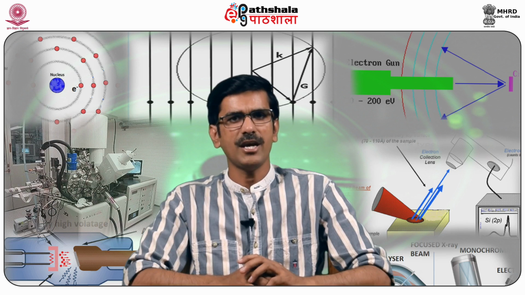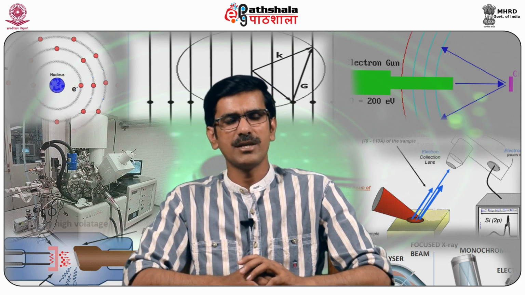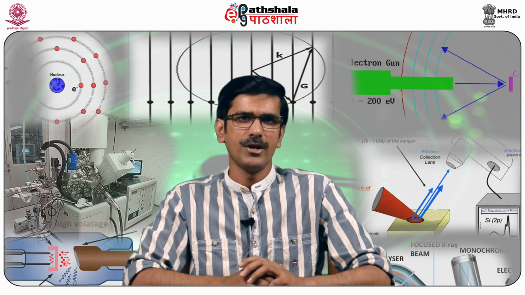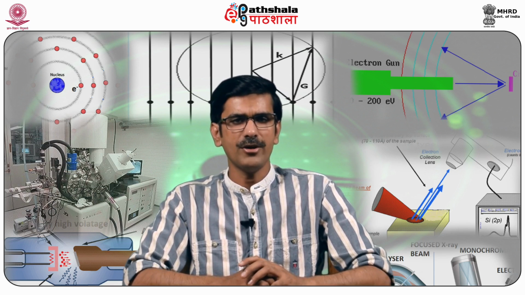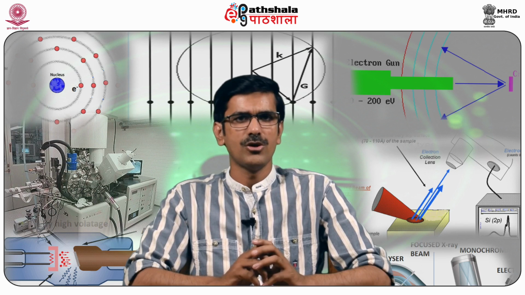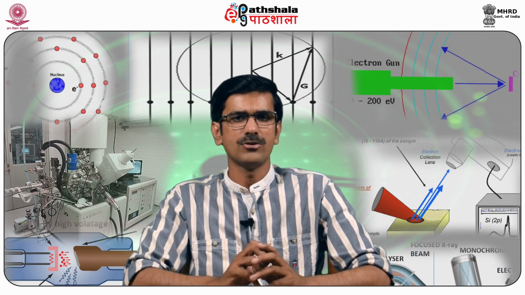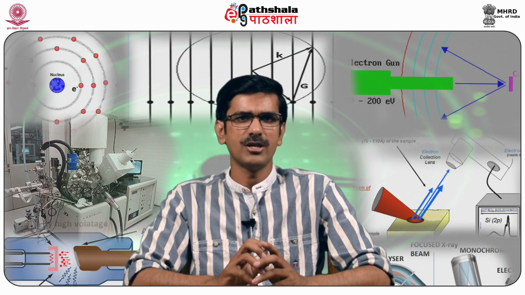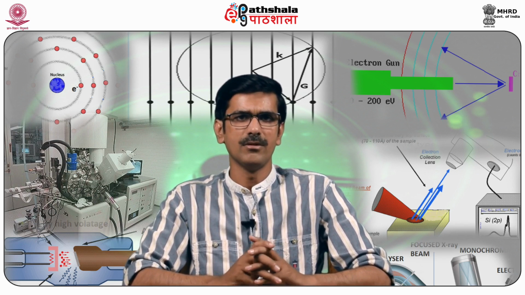It detects the kinetic energy of electrons escaped from the surface. It utilizes photoionization and analysis of the kinetic energy distribution of the emitted photoelectrons to study the composition and electronic state of the surface region of a sample.